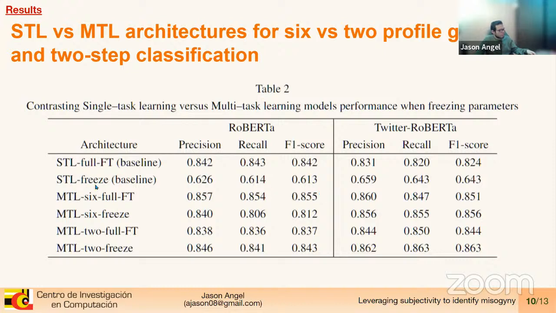Similarly, but much worse for the case of freezing in single task learning, it is very bad compared with updating the parameters. But it's not that bad when we are using multitask learning. So even if we are freezing here, the results are very competitive with updating the parameters. And this is good because then we can say that the machine trains faster, and we can get, let's say, less expensive results.